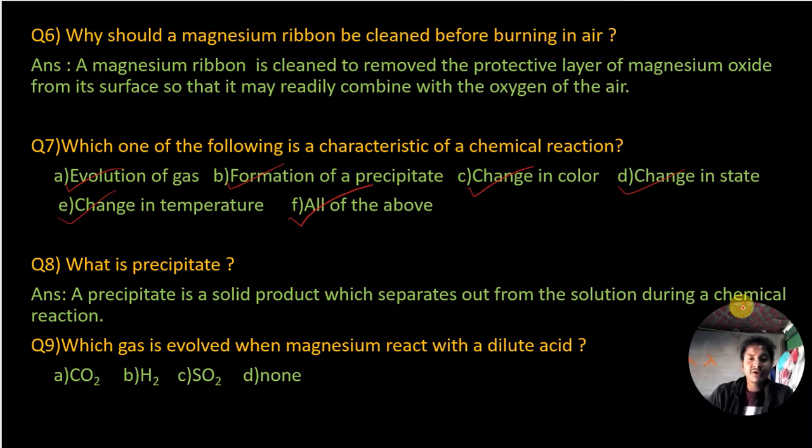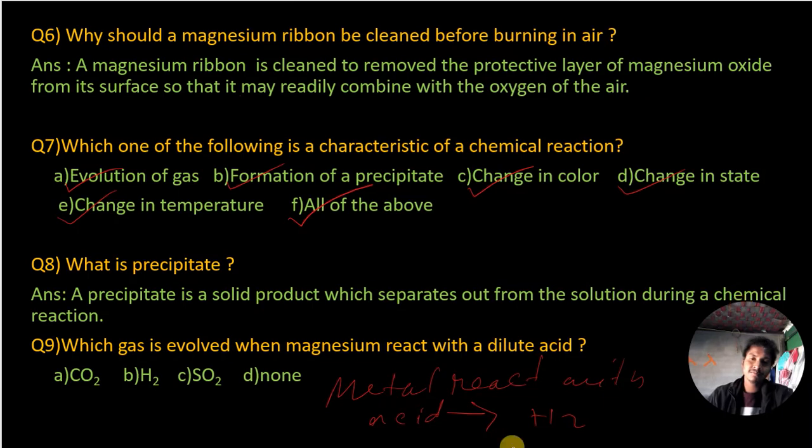Which gases evolve when magnesium reacts with a dilute acid? Remember one thing: whenever a metal reacts with acid, it always produces what? H2 gas. Okay. So hence the option is B, that is H2.